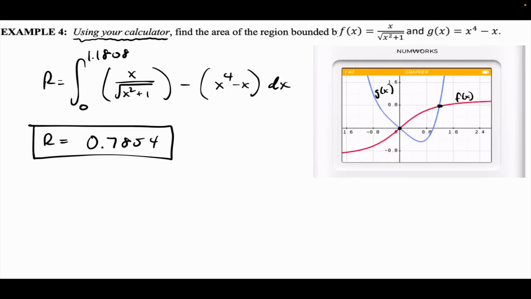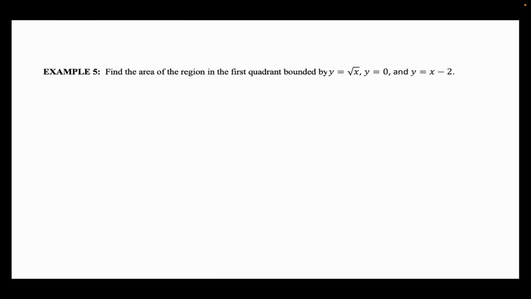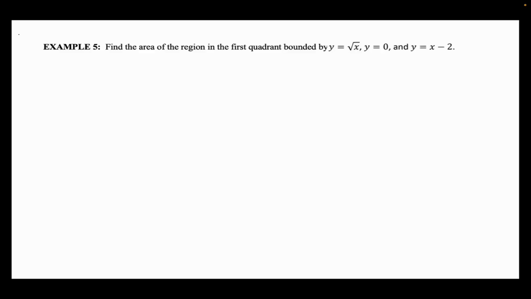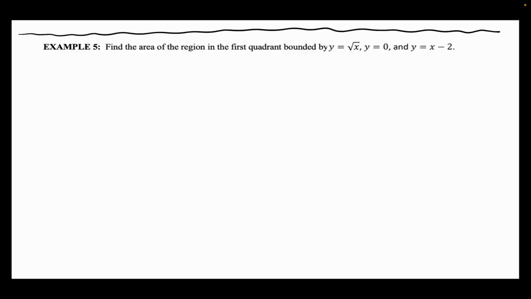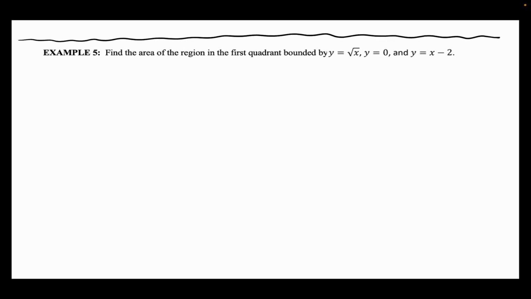Okay, so next one. Last one we're going to do today. So this one, find the area in the first quadrant. So they only want the first quadrant. That's where everything is positive. X's and Y's are positive. Bounded by y equals square root of x, y equals 0, and y equals x minus 2. Okay, so let's graph those and see what they look like.